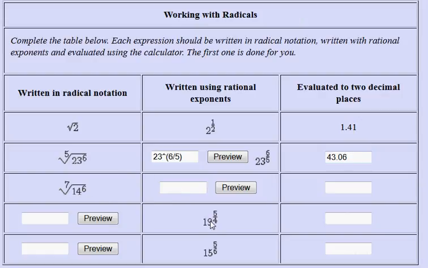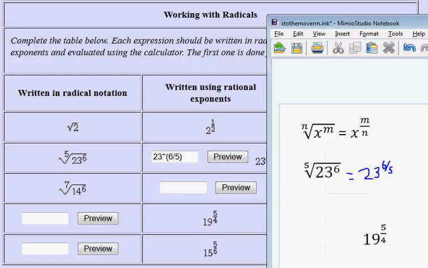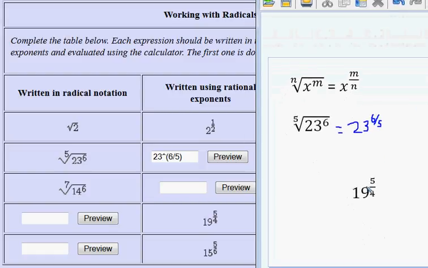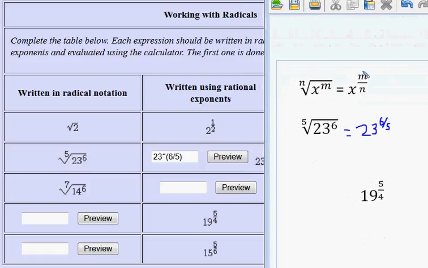To go backwards, we simply use the same property, except going backwards. So we have 19 to the 5/4. Here's the problem right here, and we're going to use the property backwards. We're basically already given it in this form, so my x is 19, my m is 5, and my n is 4. So what I'm going to do is go backwards and write the radical symbol. My base, instead of being 23 this time, is 19. And then remember, the number here gets divided by the number here, and we need that to come out to be 5/4. So I'm going to have to put the 5 here and the 4 here.